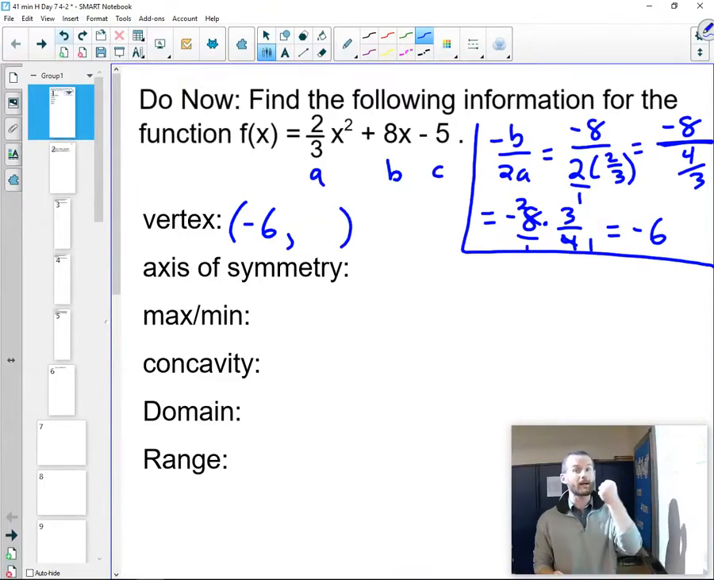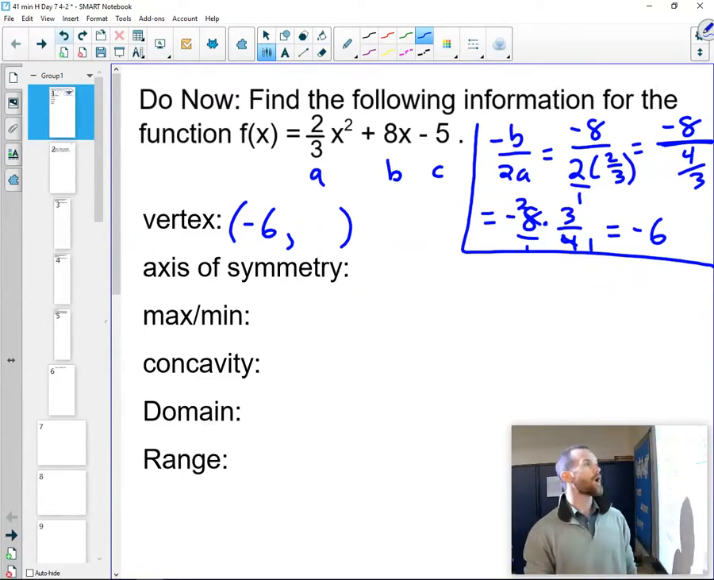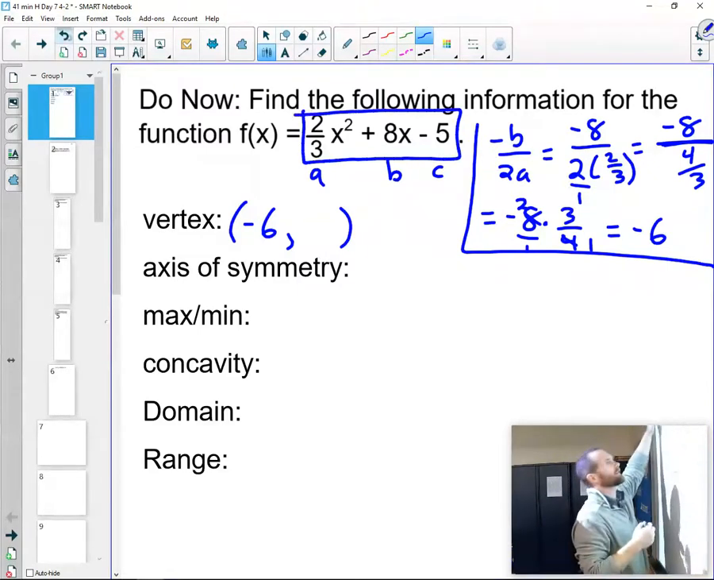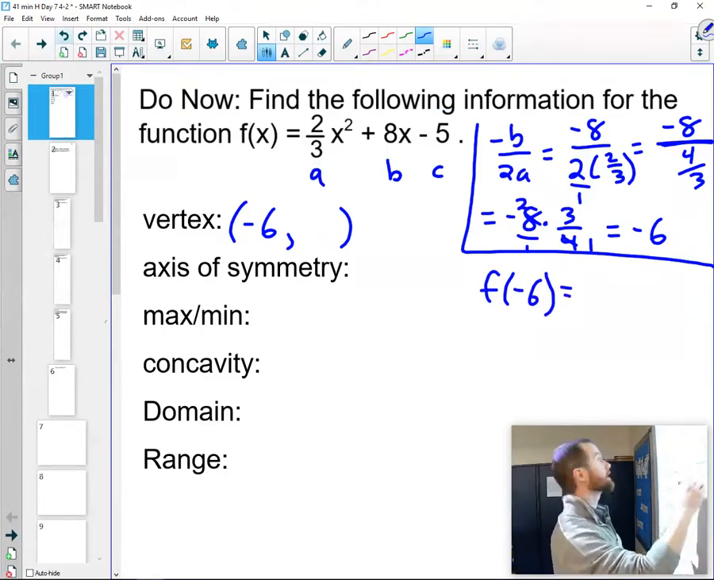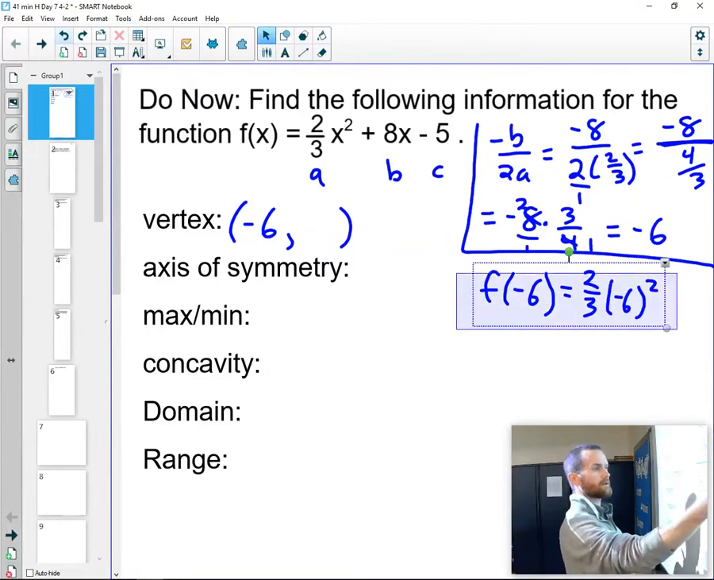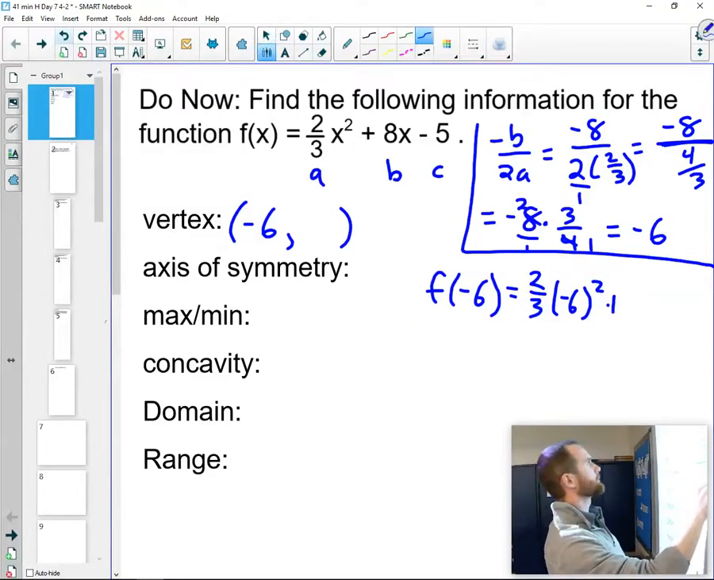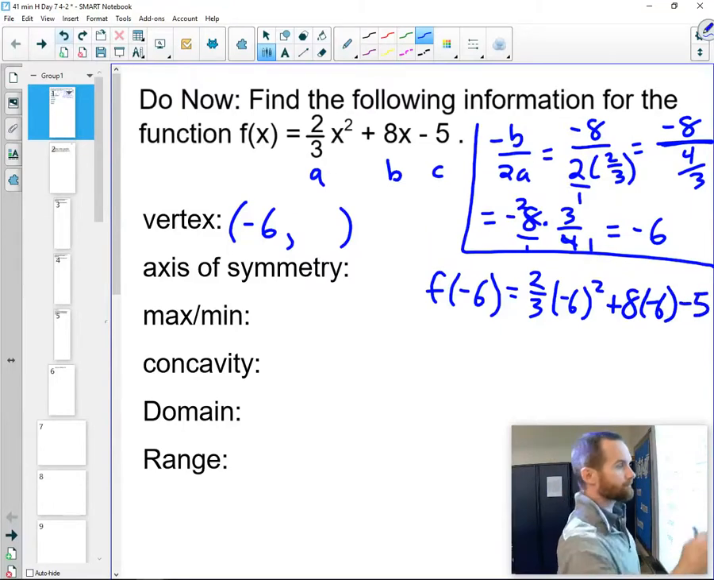Well, hopefully we know. Anytime we have an x, we can plug that x in and find a corresponding y value. So let's plug that in to our original function f of x. So I can write this as f of negative 6, the x value we're plugging in, equals 2/3 times negative 6 squared. We're running out of space there. Let's slide this over. That should be good, hopefully. Where was I? Plus 8 times negative 6 minus 5.